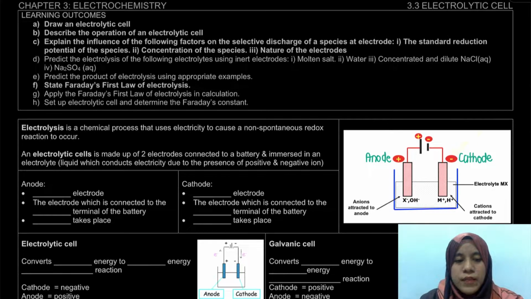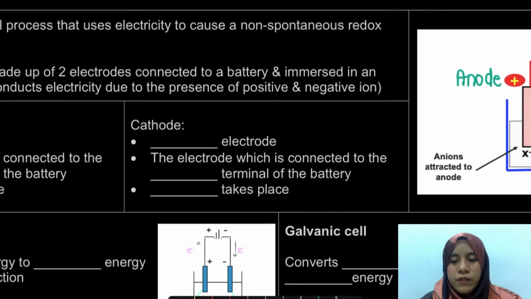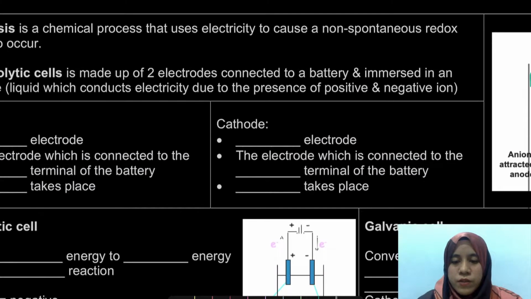An electrolytic cell is made up of two electrodes connected to a battery and immersed in an electrolyte, where the electrolyte is the liquid which conducts electricity due to the presence of positive and negative ions. Just to remind you, positive is your cation and negative is your anion.